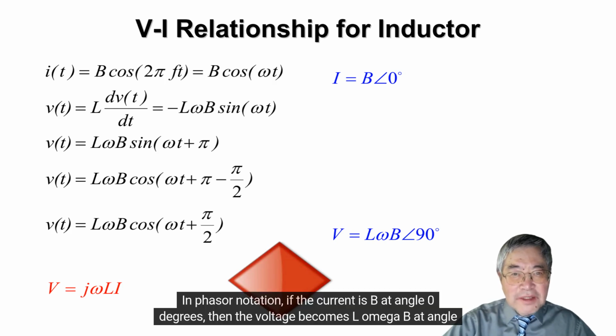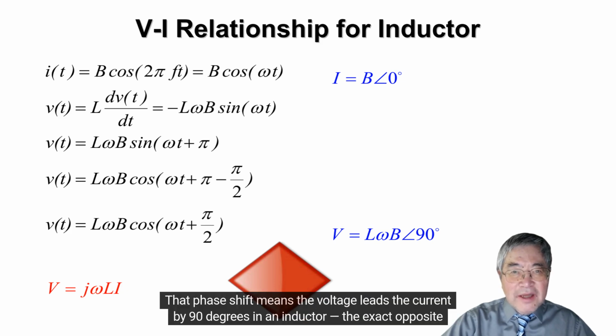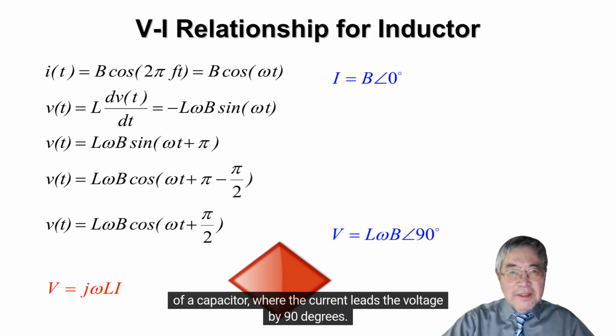In phasor notation, if the current is B at angle 0 degrees, then the voltage becomes L omega B at angle 90 degrees. That phase shift means the voltage leads the current by 90 degrees in an inductor, the exact opposite of a capacitor, where the current leads the voltage by 90 degrees.